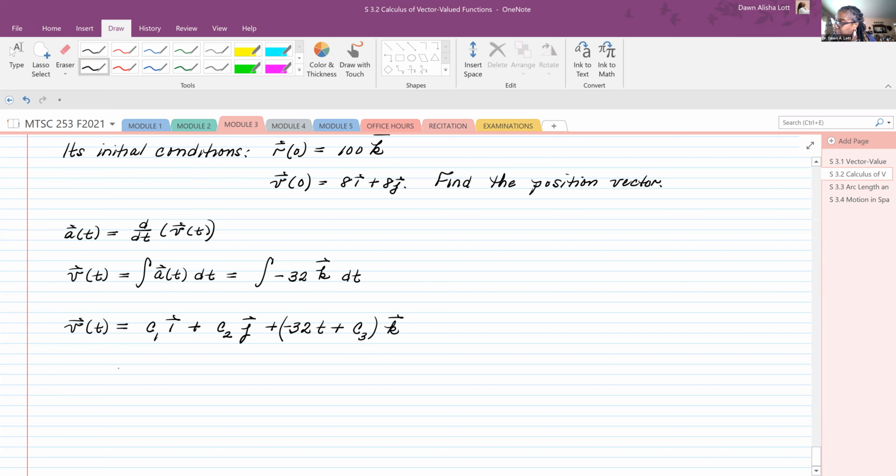So now I know V at 0 is equal to 8I plus 8J. So that implies that C1 has to equal 8, C2 has to equal 8, and negative 32 times 0 plus C3 has to equal 0. So C3 has to be 0.